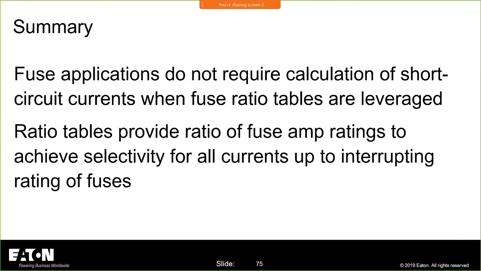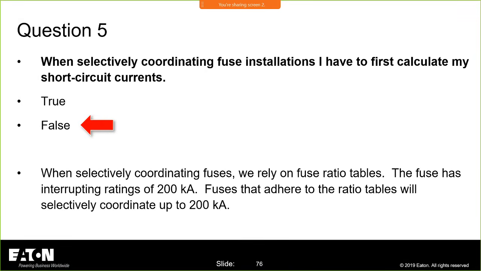Every manufacturer will publish those ratio tables. Fuse applications do not require calculation of short circuit currents, so ratio tables give you that, and the answer to that one is false. I don't need to calculate short circuit currents to do a selective coordination study on a fusible system. It's an advantage that the fuse has. Every overcurrent device has an advantage, and this is indeed a big strength for selective coordination.